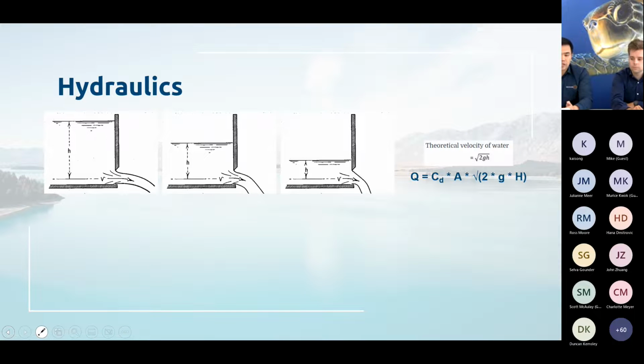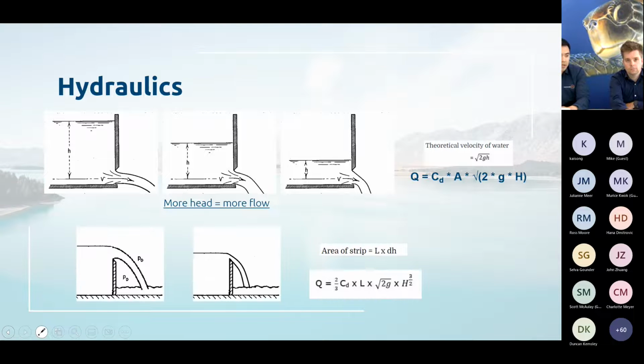And next is an application of the continuity equation on orifices and also weirs, in which all we're doing is applying the coefficient of discharge to the formula. But again, it is really just a product of the velocity versus the cross-sectional area. And what's most important to take out of this is that more head means more flow. Less head means less flow.